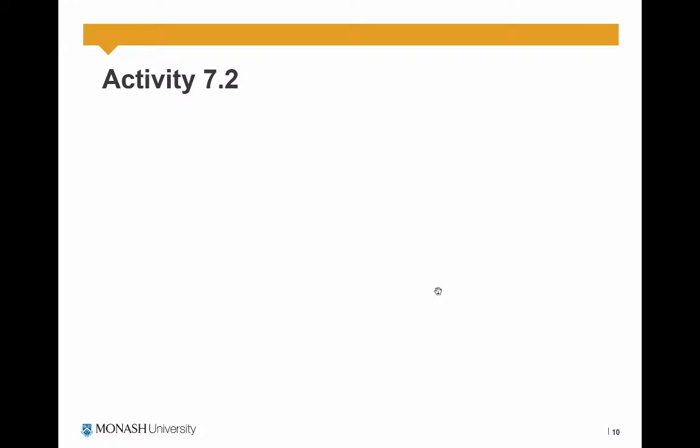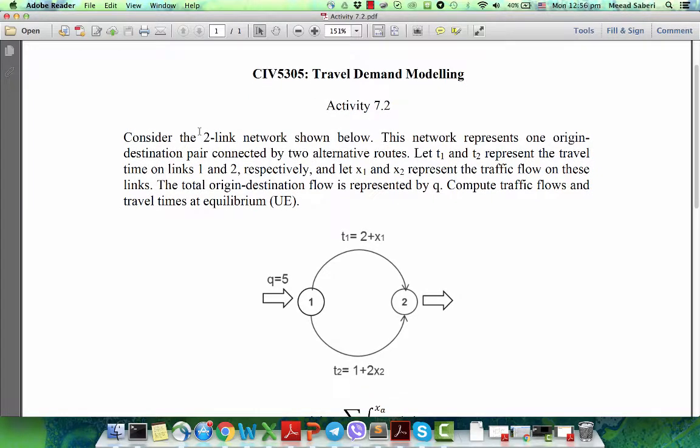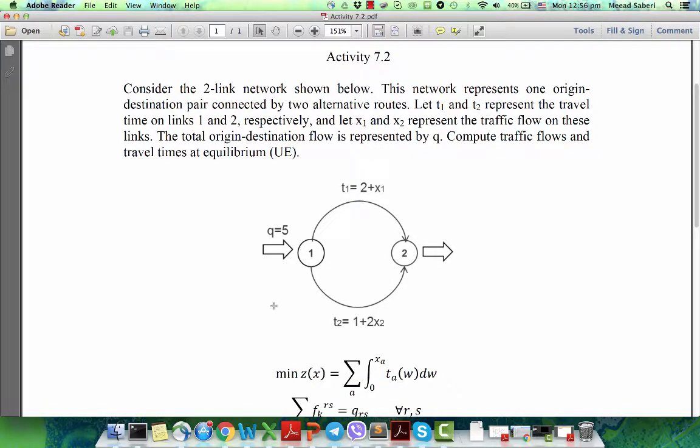So now it's a good time to go over activity 7.2 to learn more about this mathematical representation of the user equilibrium problem. Consider a two-link network as shown below. This network represents one origin-destination pair connected by two alternative routes, as you can see in this graph.